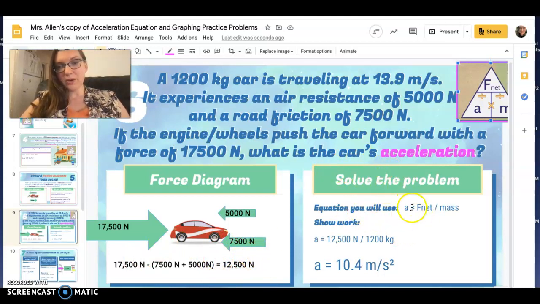So now I want to solve for the car's acceleration. For that, I'm going to do acceleration equals F net divided by mass.